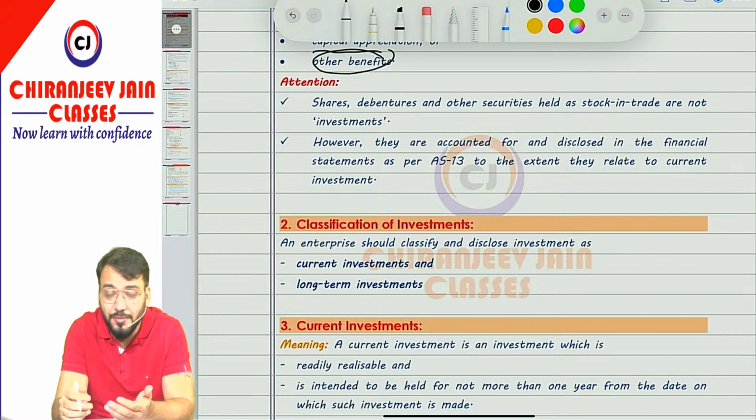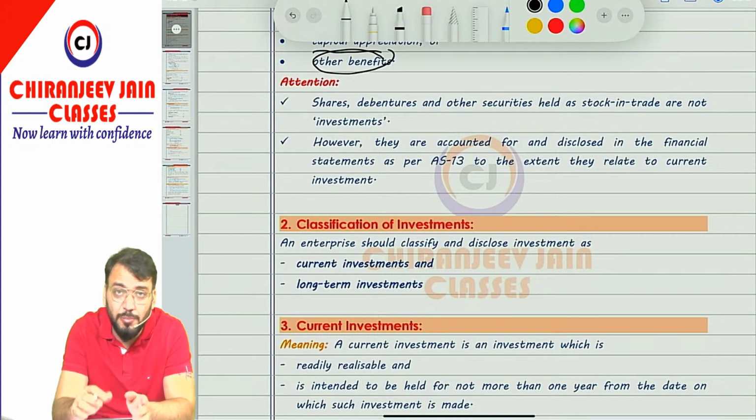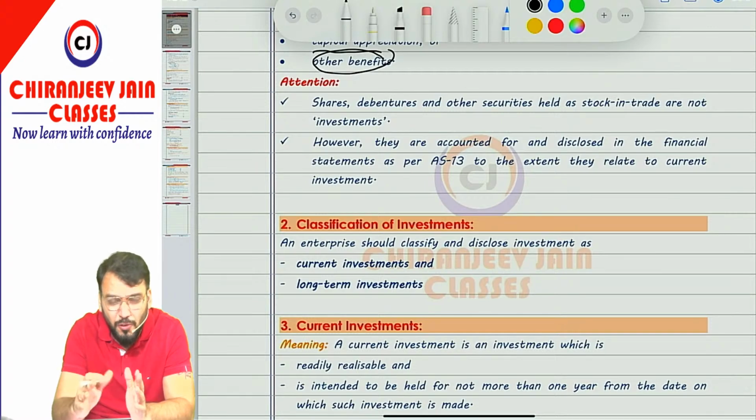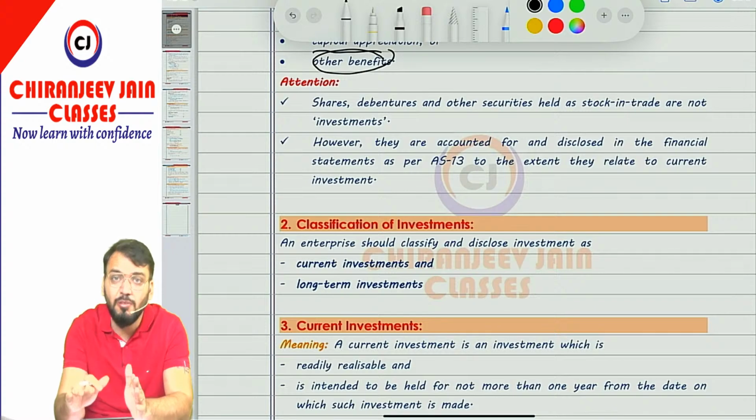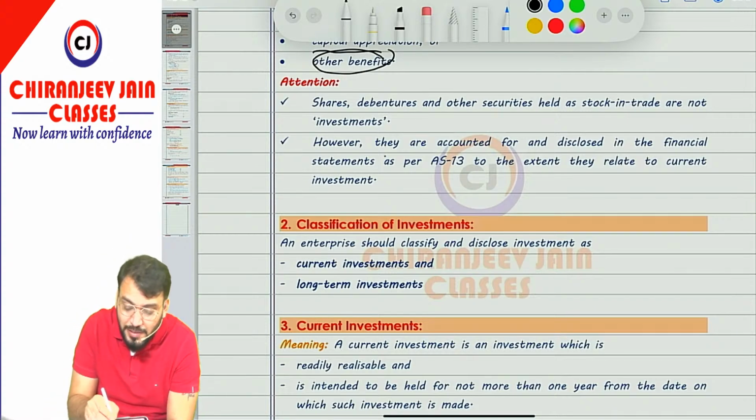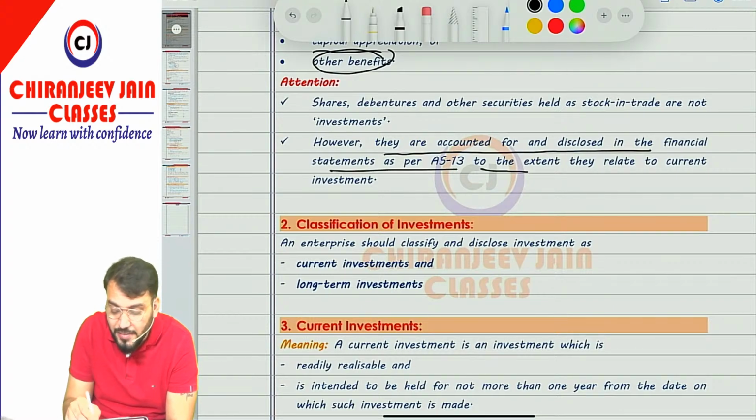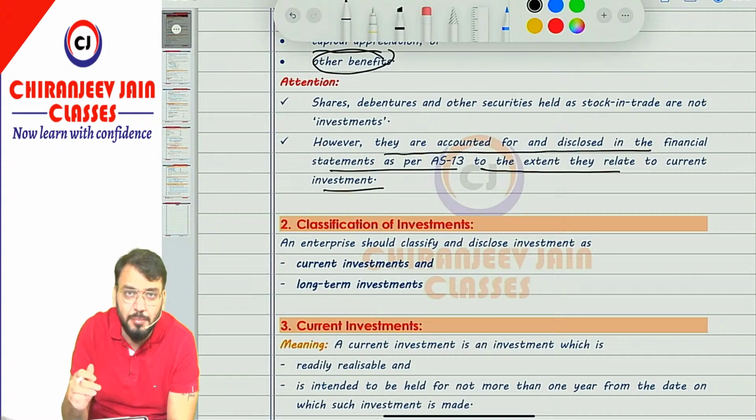For example, if you are doing the business of purchasing and selling equity shares only, those are held for the purpose of sale in the ordinary course of business, so they will meet the definition of inventory rather than investment. Then AS 2 scopes out those particular shares and debentures from valuation. So their measurement will be done as per AS 13 only. However, they are accounted for and disclosed in the financial statements as per AS 13 to the extent they relate to current investment, meaning their measurement will be based on current investment.